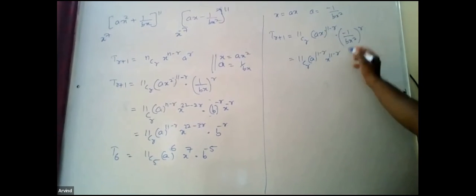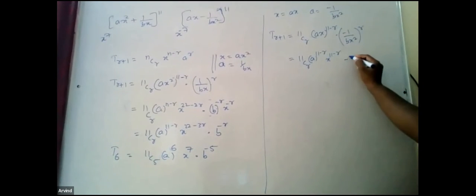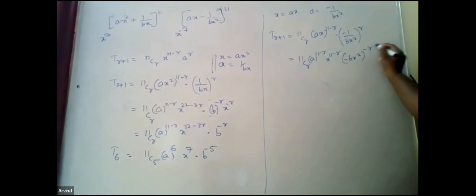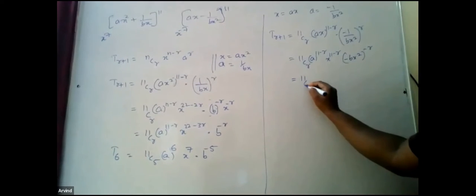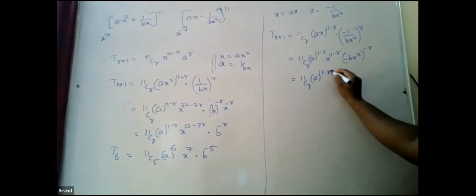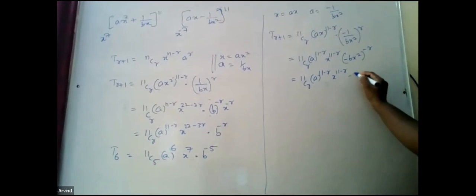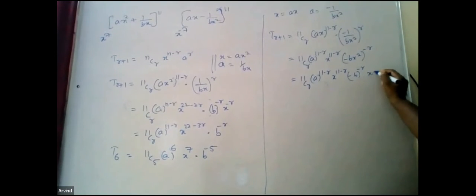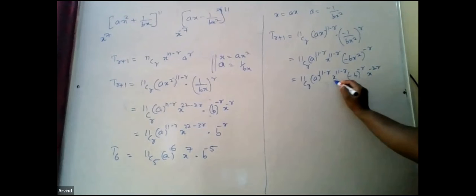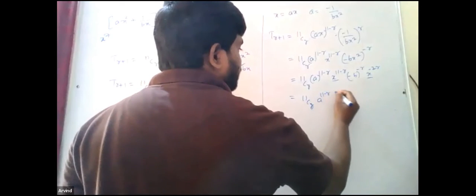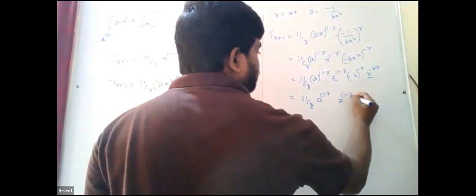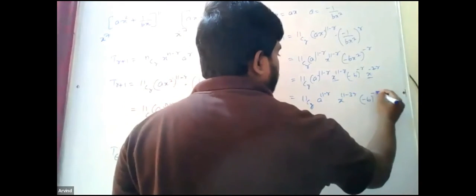I am just splitting it. If you invert this it becomes minus r: minus of b x square whole to the power minus r. When you reverse it the sign changes. Again I'll split it: 11Cr a to the power of 11 minus r, x to the power of 11 minus r, minus b whole to the power minus r, x to the power minus 2r. I'm just using laws of exponents which you have to know. So here there is an x, here there is an x, let's combine. 11Cr a to the power 11 minus r, if you combine it will become x to the power 11 minus 3r, minus b whole to the power minus r.